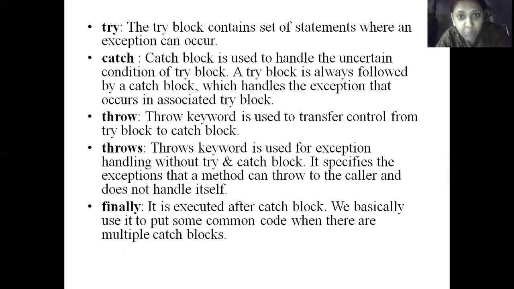Then catch is that block. A try block is always followed by a catch block. The catch block must come just after the try block, and it handles the exception that occurs in the associated try block. Then the throw keyword is used to transfer control from the try block to catch. So when an exception occurs, it then needs to be sent to the block that can handle it. We use the throw keyword to do that.